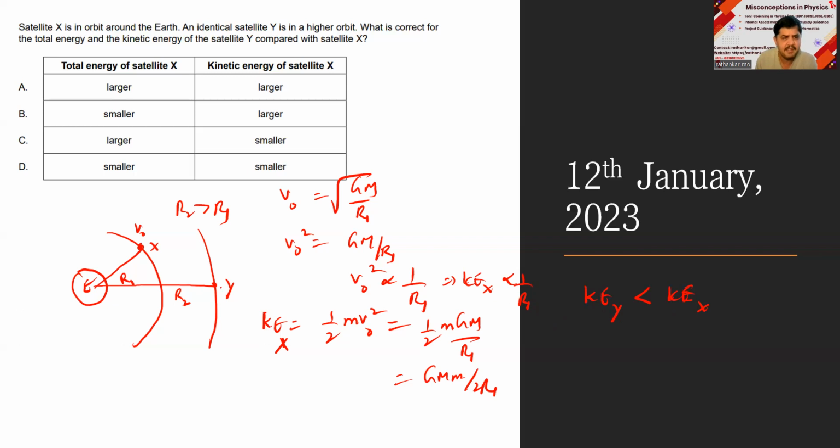So it doesn't have much speed. It's going much slower. Yeah, backbenchers, right? That's what you can say. Satellite Y is at the back bench as compared to satellite X, which is at the front bench. They're shouting like anything, but Y calmly is sitting. It's slowly moving there.